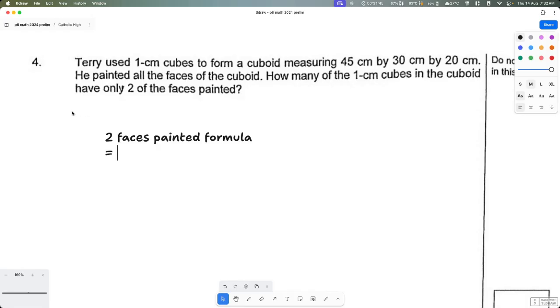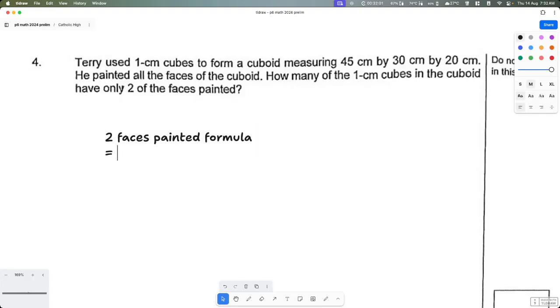Question number 4 says here, Terry used 1 centimeter cubes to form a cuboid measuring 45 centimeters by 30 centimeters by 20 centimeters. He painted all the faces of the cuboid. How many 1 centimeter cubes in the cuboid have only 2 of the faces painted?